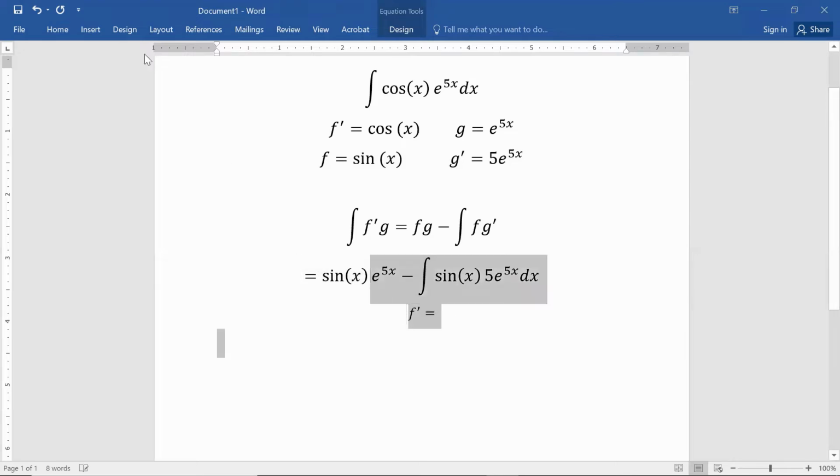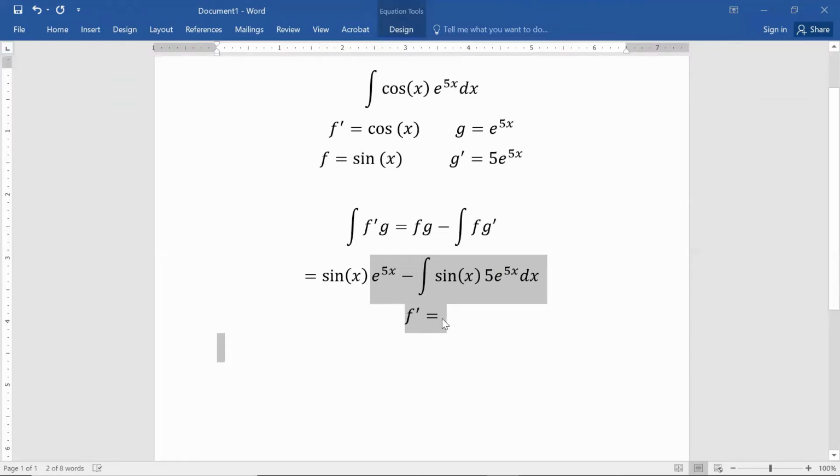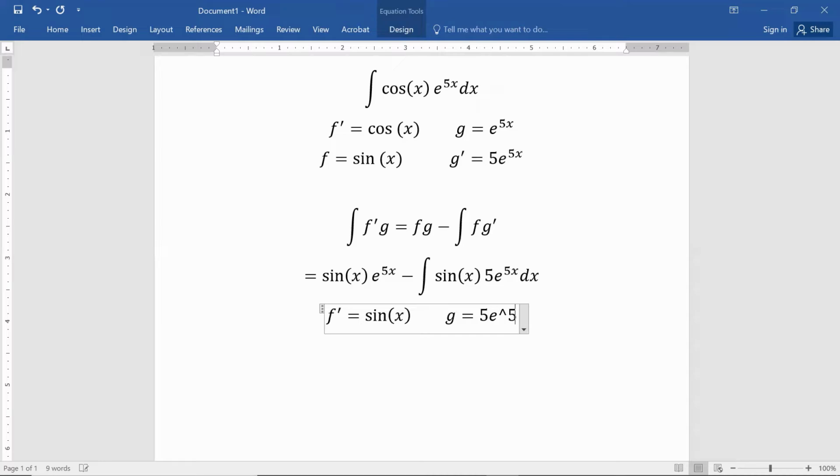F prime, since I set my trig function earlier as my f prime, I'm going to do that once again. So f prime is going to be sine of x. G is going to be 5e to the 5x. The antiderivative of sine is negative cosine. The derivative of g would be 25e to the 5x.